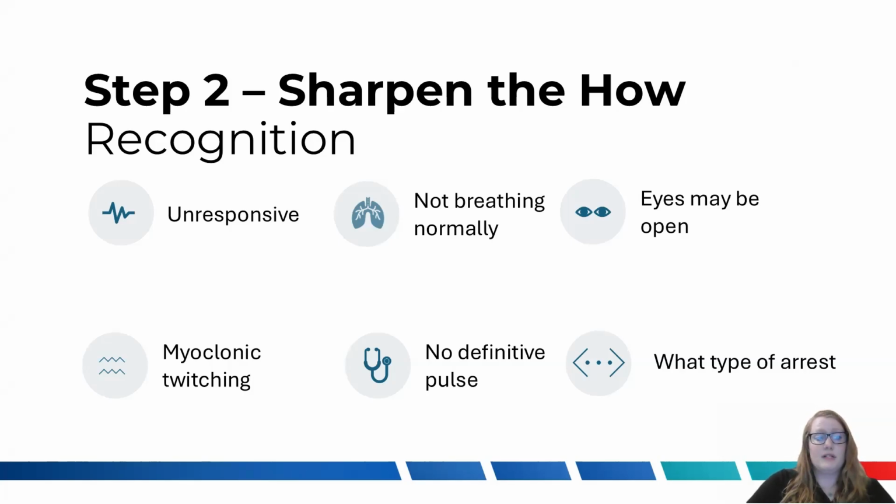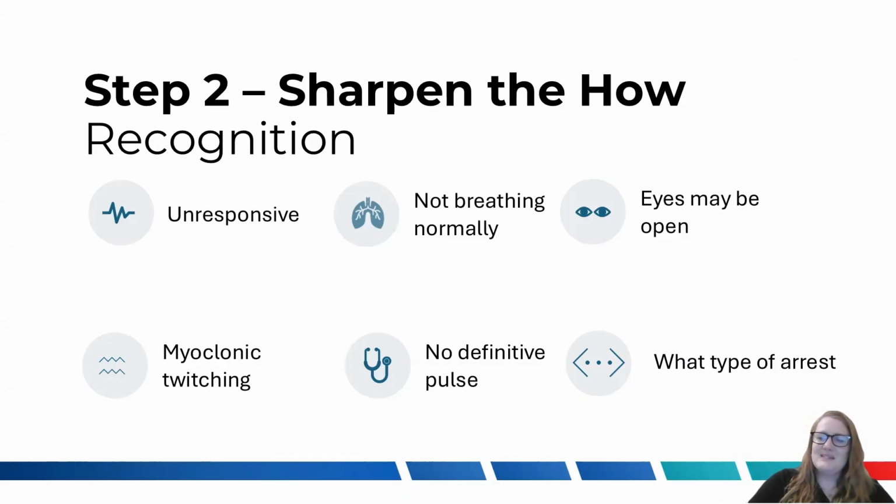Myoclonic twitching, particularly in early cardiac arrest: we tend to see these full body, seizure-like twitches that can happen. It's important not to mistake those for a sign of life and to understand that it can be a sign of cardiac arrest. And then no definitive pulse.